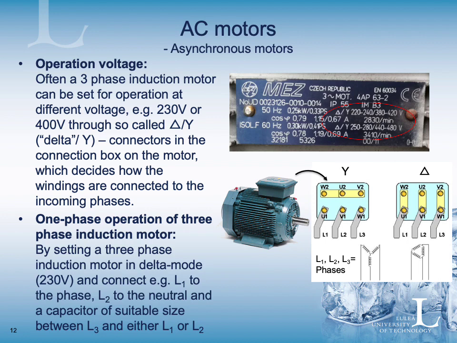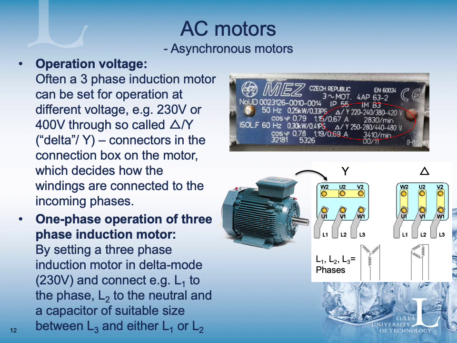What's good to know with these type of induction motors is that you can choose normally what kind of operation voltage you want to operate it with. Often a three-phase induction motor can be set for operation at different voltage. For instance, 230 volt, which is our normal voltage for one-phase system, or 400 volt through so-called delta Y connectors within the connection box on the motor, as you can see on this figure. By moving some connectors, these yellow ones on the figure, you then change if it will work as a delta or a Y connected induction motor, which also means that you will change the suitable voltage that it's operating with.